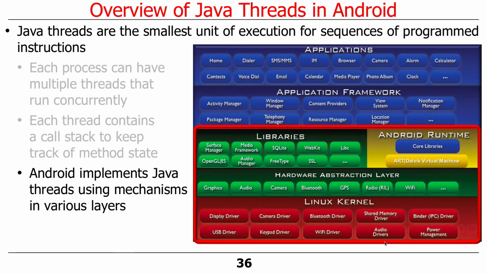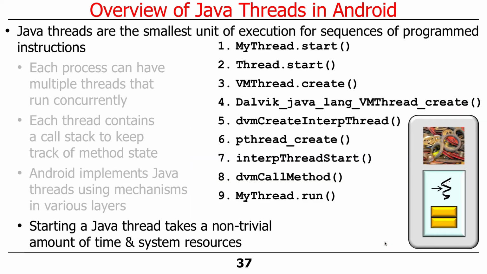And Android implements Java threads using mechanisms in several different layers in Android. And we'll talk a bit more about layering shortly, probably later today, but maybe next time. And you can see that some of the stuff in the red box is responsible for managing the layering of thread implementations in Android. If you go to the source code, which you have access to, and you trace it, you will quickly see that there's a lot of things that happen when you start a thread.